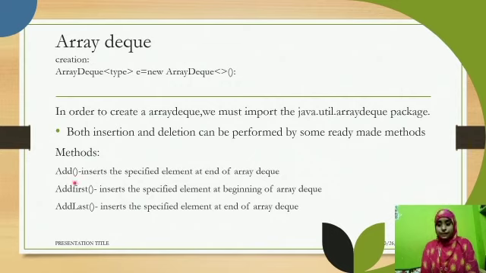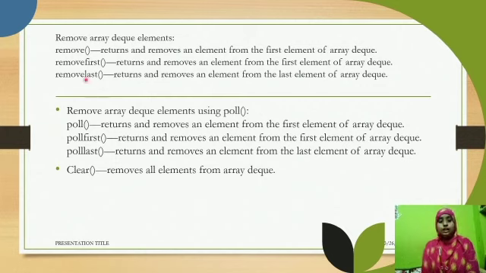Add. Here add adds the specified element at the end of the ArrayDeque. Add first. It adds an element at the beginning of the ArrayDeque. Add last. It adds the element at the end of the ArrayDeque. Remove. Here remove returns and removes the first element of the ArrayDeque. Remove first. It returns and removes the first element of the ArrayDeque. Remove last. Returns and removes the last element of the ArrayDeque.